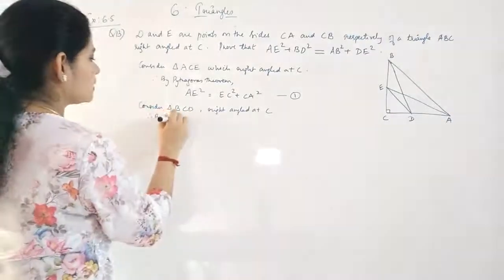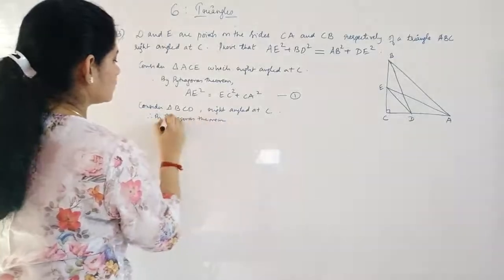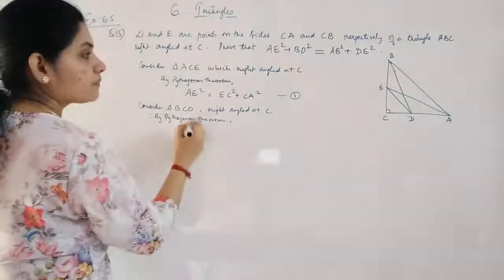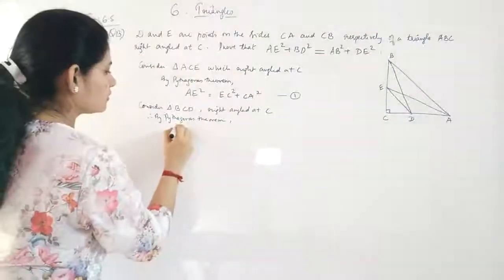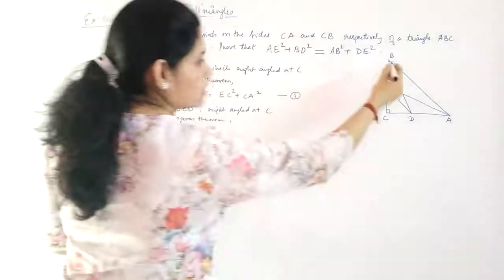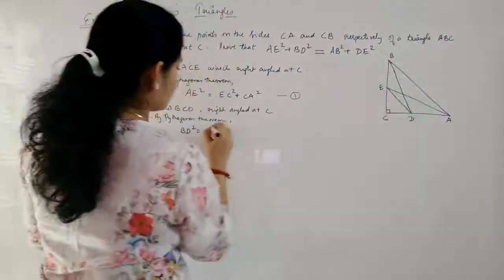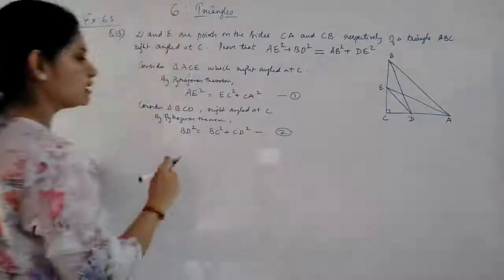Therefore, by Pythagoras theorem, we'll get, which side we need? BD. So BD square is equal to BC square plus CD square. That is again equation number 2 you take.